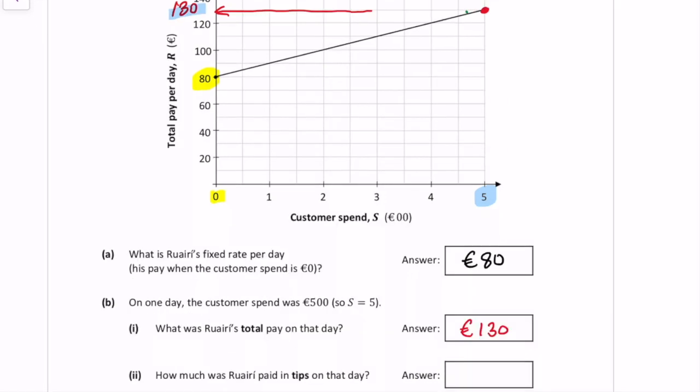How much was Rory paid in tips on that day? Well, he gets €80 anyway, and he's earned 130. So the difference here, the jump between 80 and 130, must be the tips. And the jump here, we can see, is a jump of €50. Because 130 take away 80 is €50.